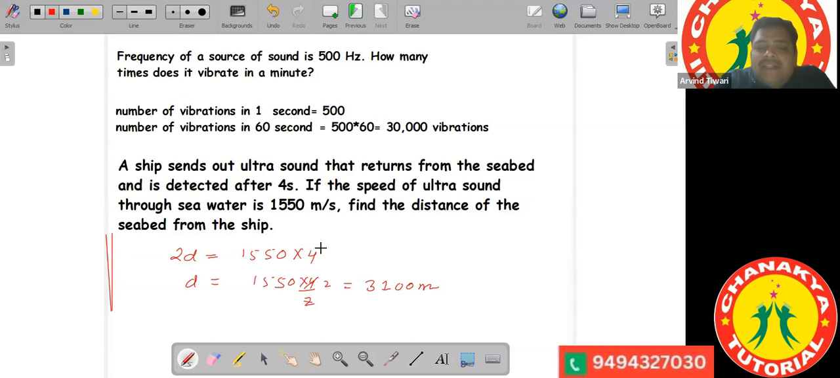Then either you do it this way or you can think like this, that it takes 4 seconds for the sound wave to go and come back. So just to go the distance d, it will take only 2 seconds. You can either halve the time or you can use the formula 2d. I think there was only one person who got 6,200, and that was the mistake, that he did not take it as 2d. Okay, so understood? Yes, sir.